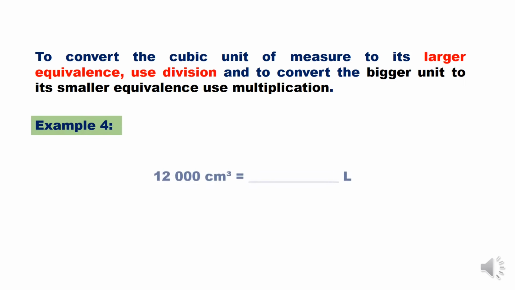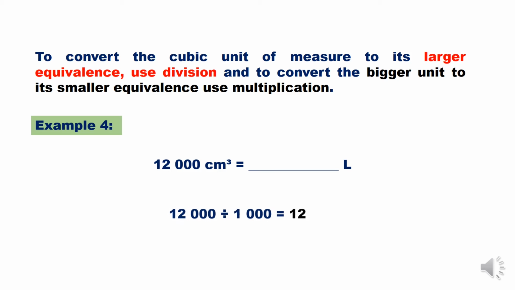Example 4. 12,000 cubic centimeters equals blank liter. So, that is division, since it is smaller to larger. So, 12 liters.